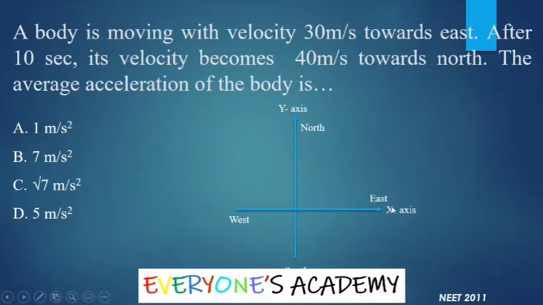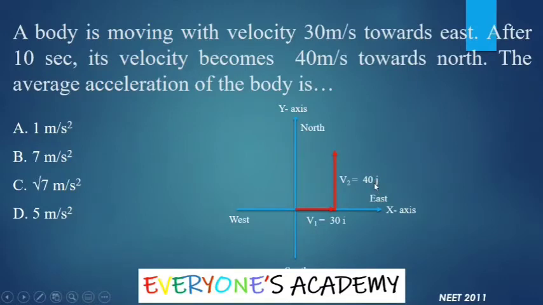This is north, this is east. So the velocity is 30 meters per second towards east. Let us indicate that velocity vector. And after 10 seconds, its velocity becomes 40 meter per second towards north. After 10 seconds, it goes towards north with a velocity of 40 meter per second. Because this is in positive x direction, the i is used. This is in positive y direction, that is why j is used.